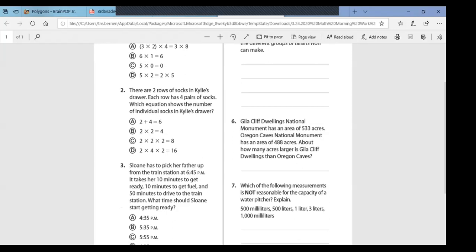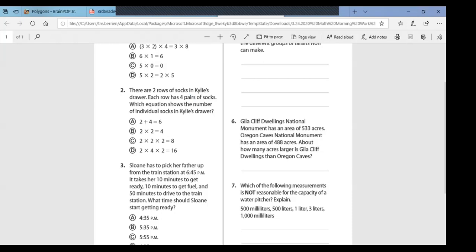We have 2 rows of socks, so we're definitely going to have two down. Then we have each row has 4 pairs. So we know that we're going to do 2 times 4. That keyword each is in there, 2 times 4, not just 2 times 4 because we have pairs. Pairs represents 2 of something. So now we have 3 numbers in our equation to show the number of individual socks in Kylie's drawer, and that is 2 times 4 times 2.